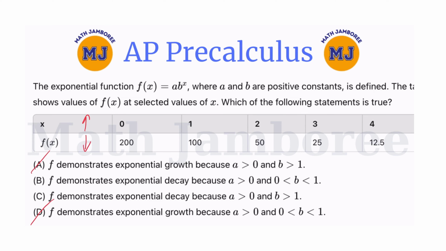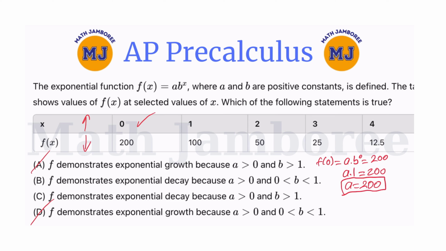Now let's find the values. Let's use the first data. f of 0 is equal to 200. A times b to the power of 0 is 200. So this means a times 1, so a is 200 then.